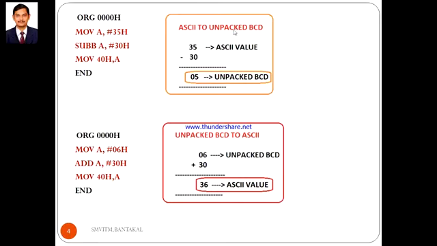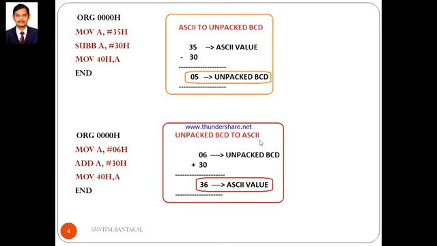Starting from ASCII to unpacked BCD, as I already explained, to get the unpacked BCD you have to subtract the 30 value. Directly I am considering 35 as data, which is moved to the accumulator, and subtracting 30 from the accumulator, and storing the accumulator content in the 40H location, which stores the result, the unpacked BCD value.